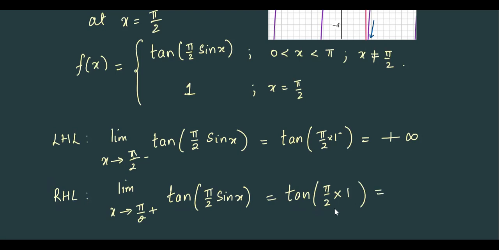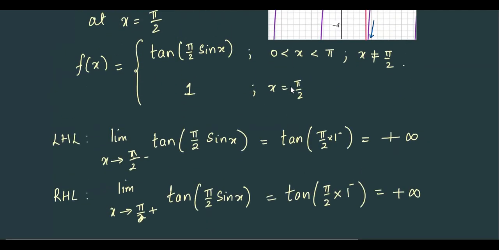What? Plus or minus? Value of sin x at pi by 2 plus. It will be 1 plus or 1 minus? Minus. Good. Because sine will always be less than 1. So again, this will be plus infinity. Both limits are tending to infinity.